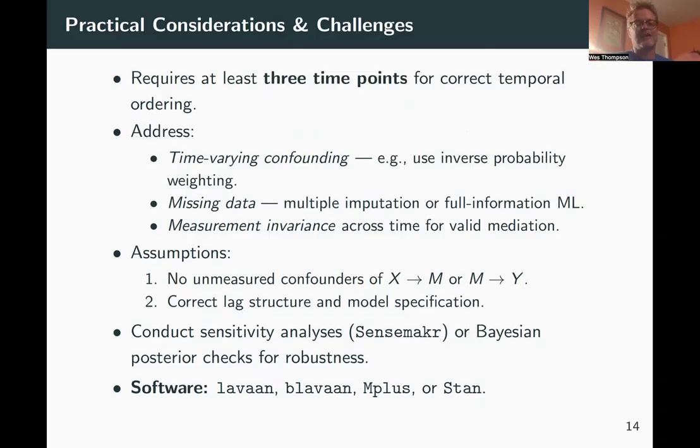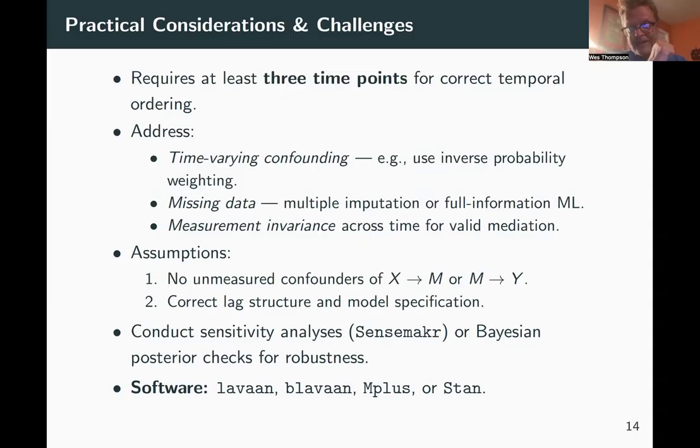potential missing data or data that aren't collected on the same time points, and then measurement invariance across time for valid mediation. Essentially the variables have to be capturing the same construct over time, and that's not necessarily guaranteed. And the key assumption for the mediation analysis to be causal is no unmeasured confounders. So that you've included the confounders correctly in your model, and that you've got the correct lag structure and the correct model specification. There are a number of different ways of conducting sensitivity analyses to check these assumptions.